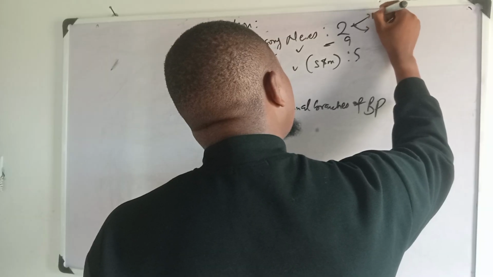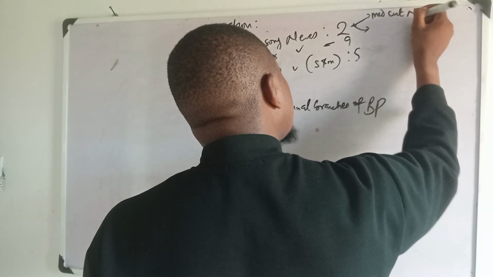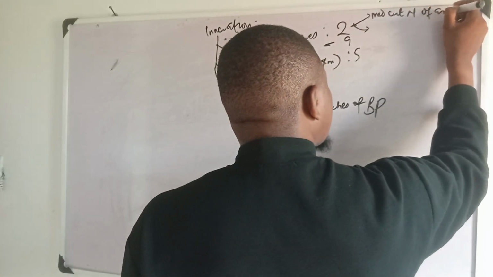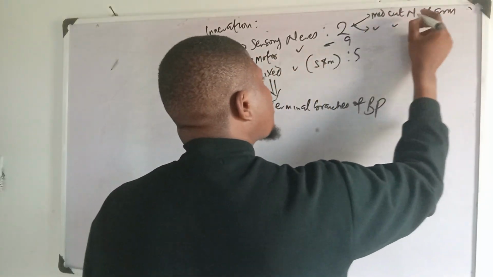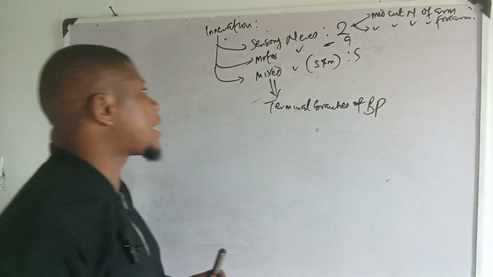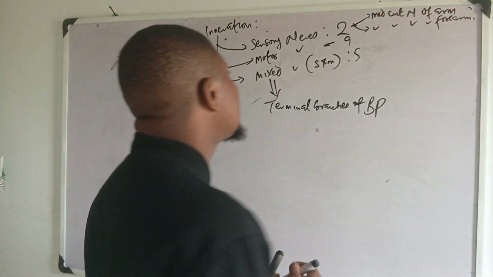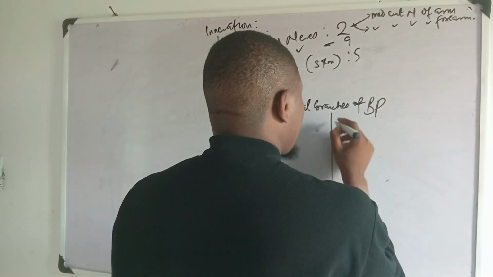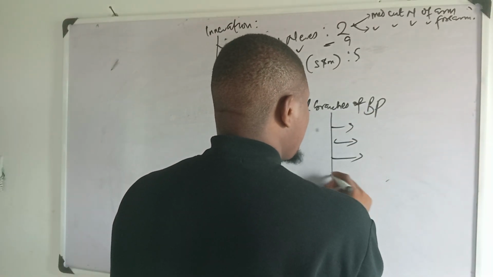Okay, the ones that are purely sensory are just two, which are the medial cutaneous nerve of arm. That one I said is the smallest branch. And the medial cutaneous nerve of forearm. So those are the two nerves that are purely sensory. Then if you come to the mixed, I call them MAM.